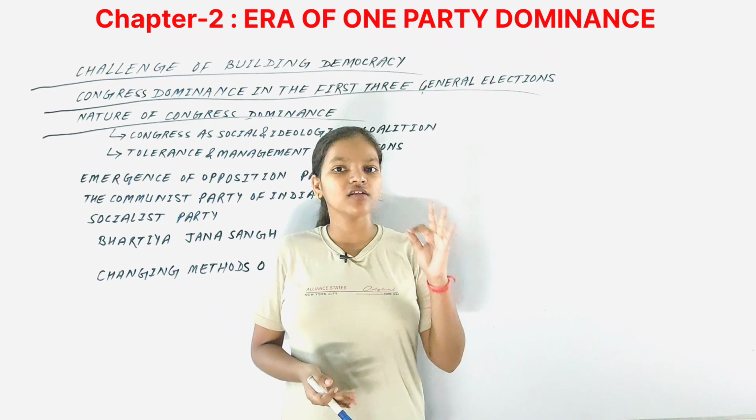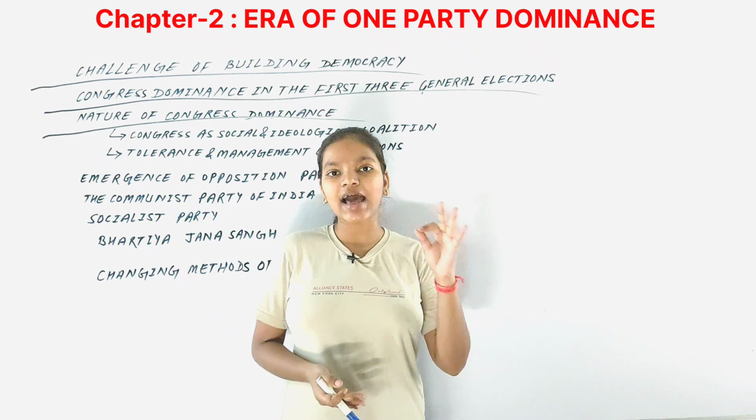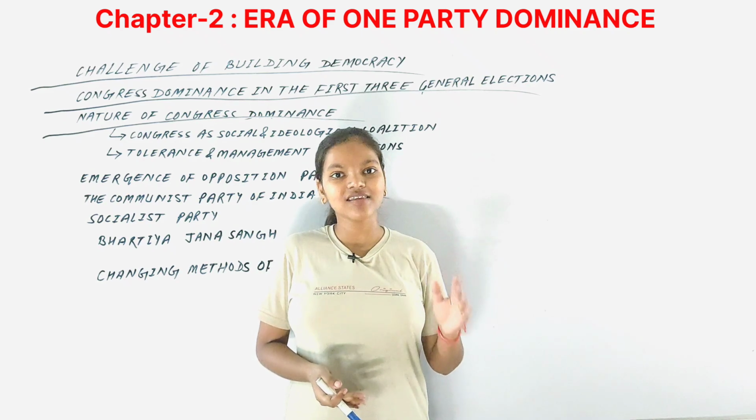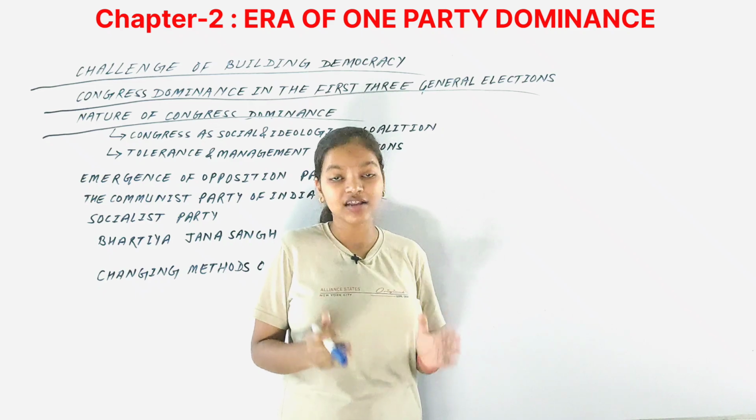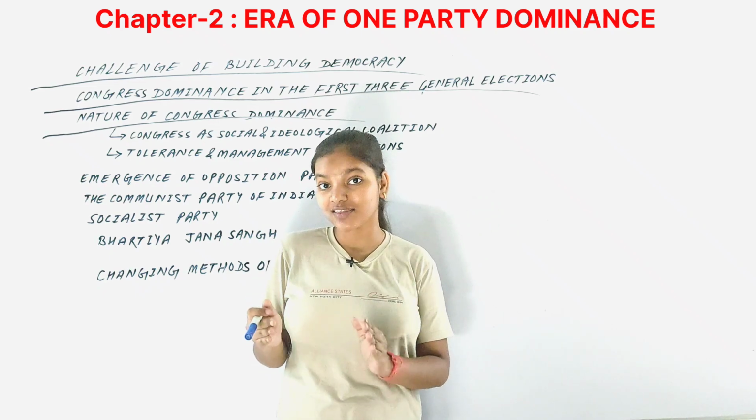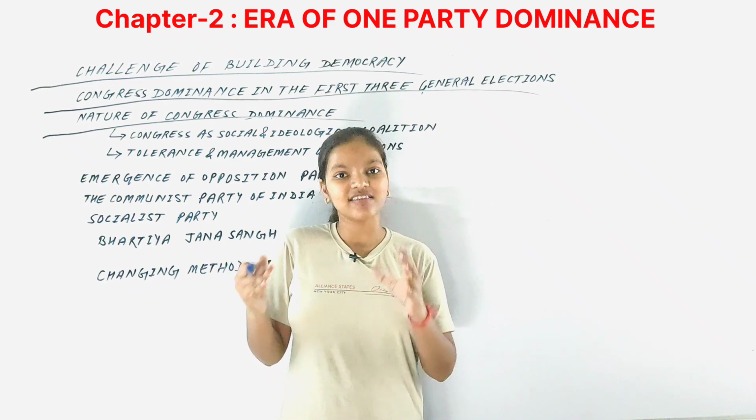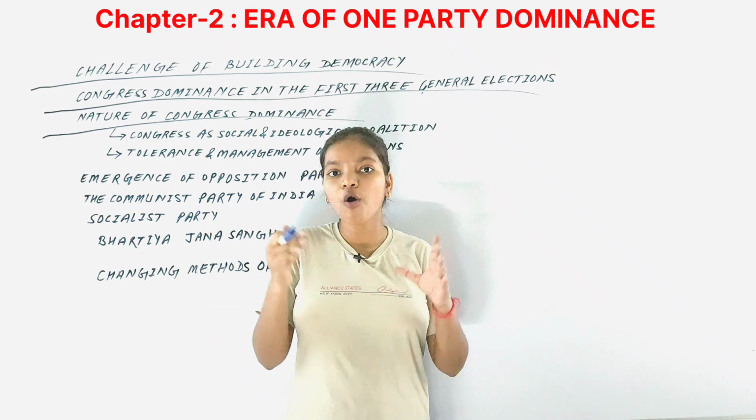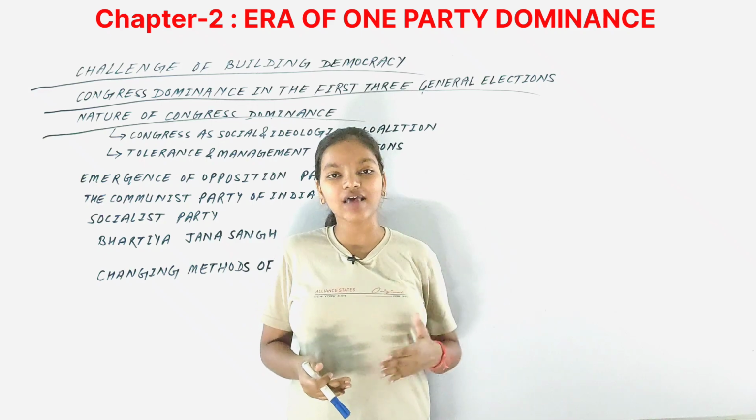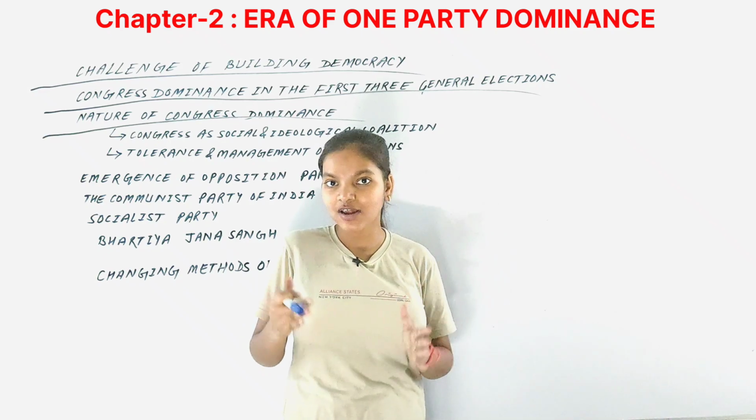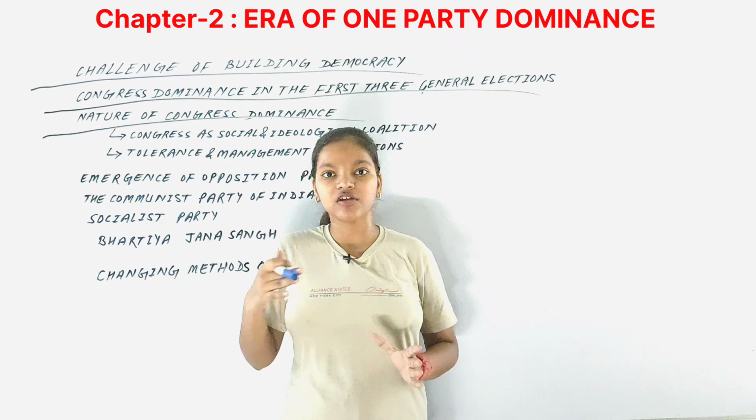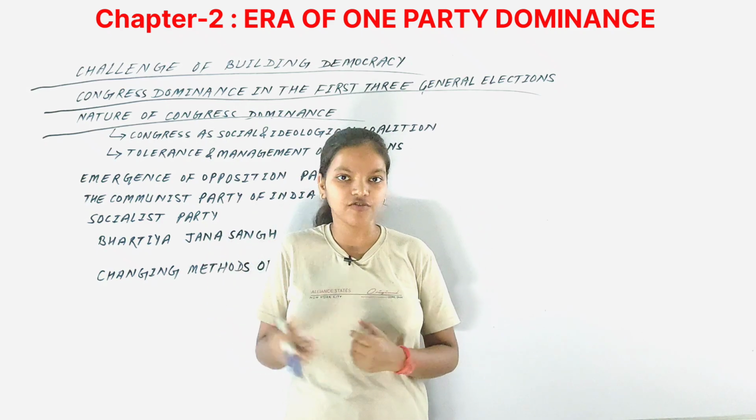Now, when you see the Congress Party, you see that it had been established around 1885, which means that at the time of independence, it had established itself as a very well-structured, organized party. It had been spread all over the country, be it north, south, east or west, through the length and breadth of the country.